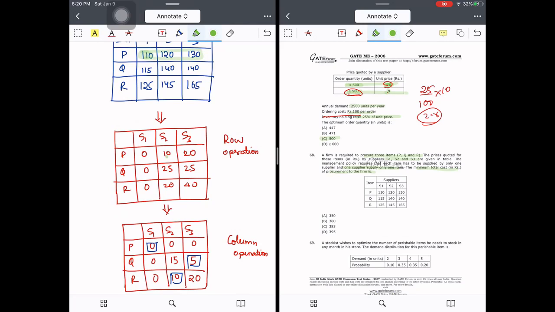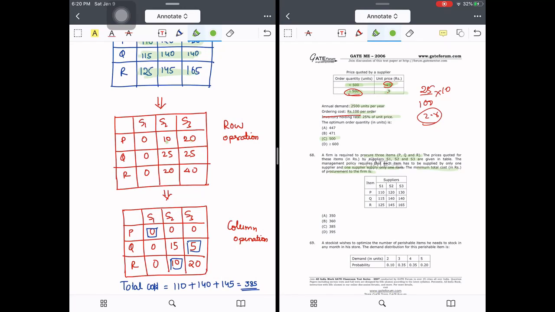Row operation means we will take the minimum quantity in the row and then subtract it from the others. Here the minimum quantity is 110. I will subtract it from the others. So 120 minus 110 is 10. 130 minus 110 is 20. Again, in the same way, I will repeat it with the other 2 rows. Now again, I will do the column operations.